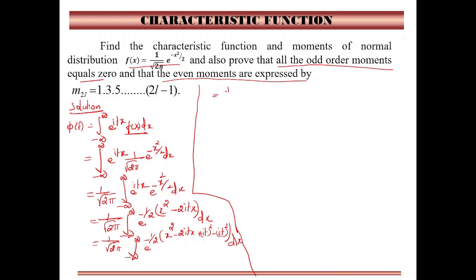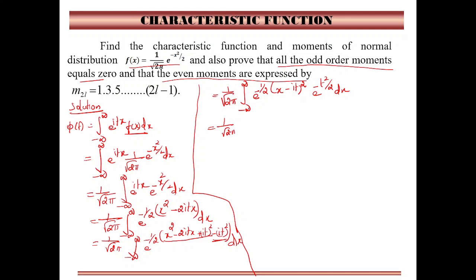Which is equal to 1 by root 2 pi integral e power minus 1 by 2. We are combining these three terms and we write x minus it the whole square into, this is e power, so 1 minus 1 by 2 into minus it the whole square. So it will give e power minus t squared by 2 into dx.